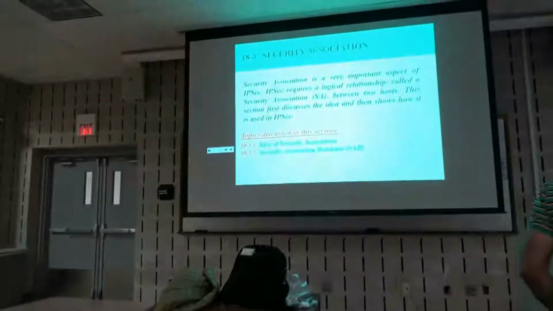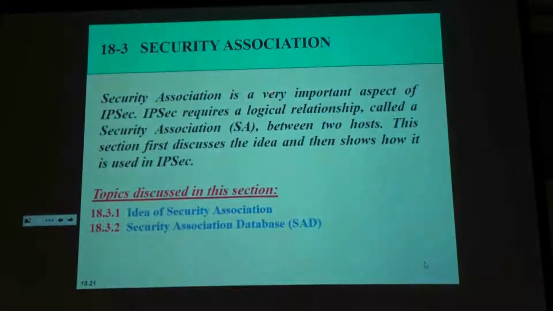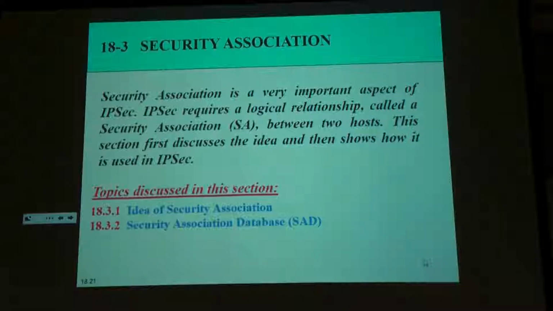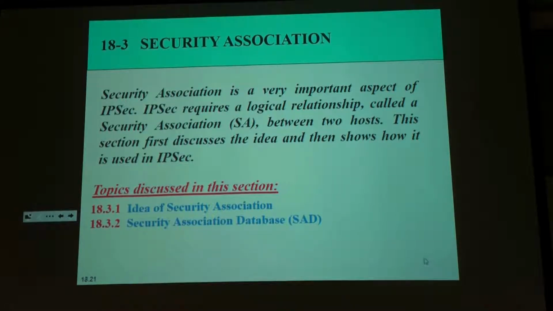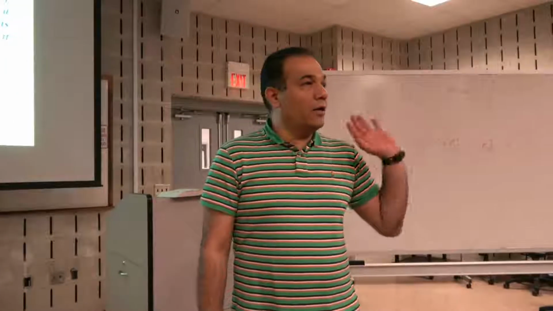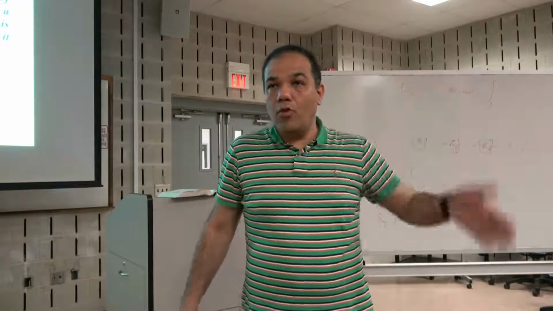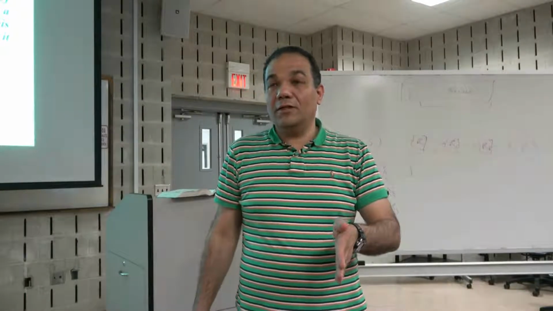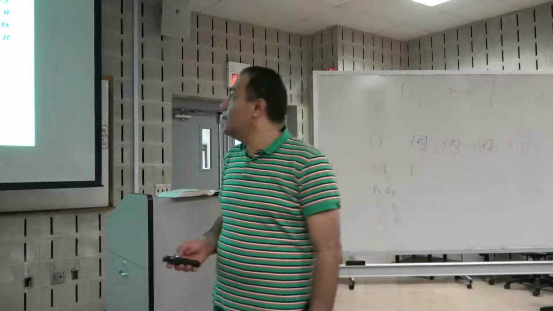So let's talk about security association. Security association is a very important aspect of IPsec. IPsec requires a logical relationship called a security association between two hosts. This section first discusses the idea and then shows how it is used in IPsec. Remember in the network layer, I'm going to say it for the 100th time, it's not end-to-end security. It's point-to-point security, right? The data has to change. The IP header changes from point to point, right?